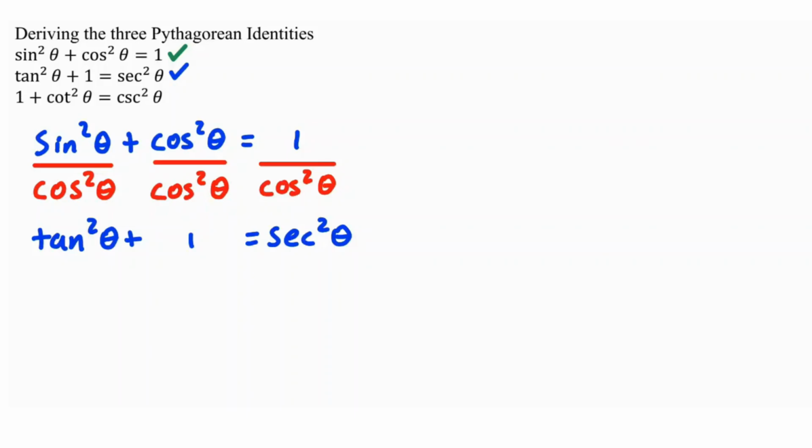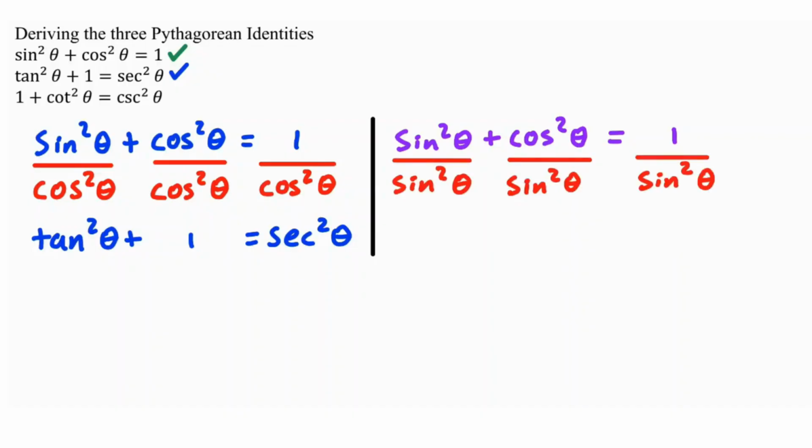For the third Pythagorean identity, we'll take that same sine squared theta plus cosine squared theta equals 1. Now, instead of dividing both sides by cosine squared theta, we're going to divide both sides by sine squared theta. Sine squared theta over sine squared theta is 1. Cosine squared theta over sine squared theta is cotangent squared theta, and 1 over sine squared theta is cosecant squared theta. Hence, we've proven the third Pythagorean identity.